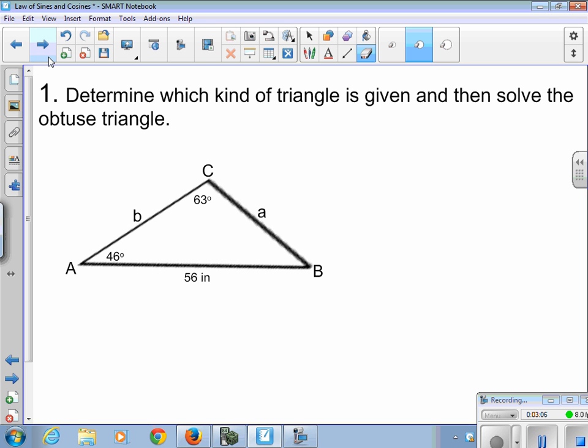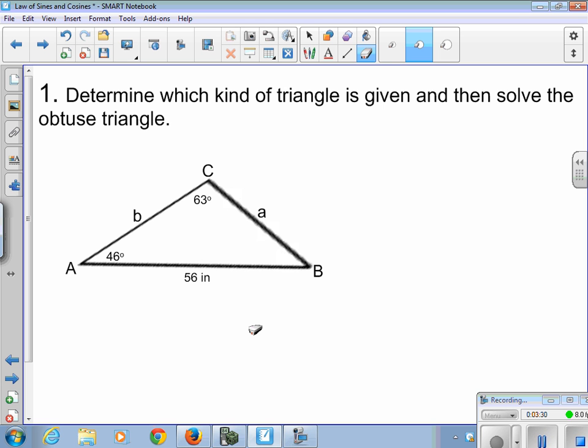Okay. So when I ask you to determine which type of triangle is given and then solve the triangle, I really don't care if you determine the type of triangle because I've never seen them ask that. So we're just going to solve this triangle. What kind would this be though? Would this be angle side angle or side angle angle? Side angle angle, okay? Because we've got a side and then two angles.